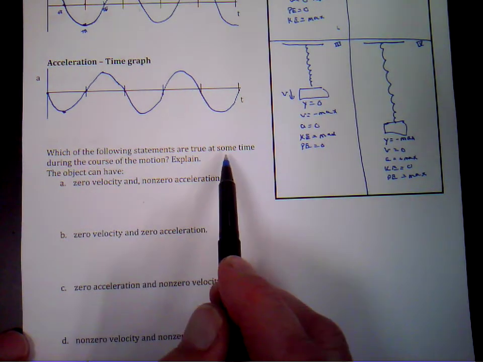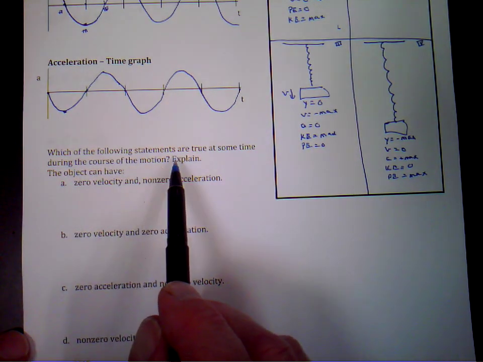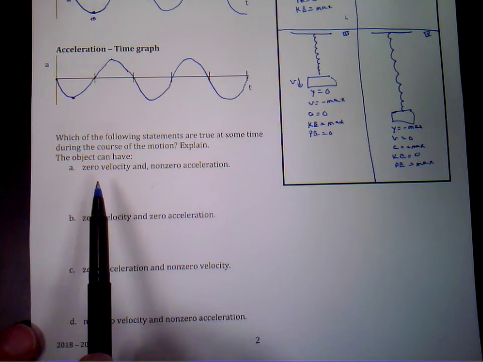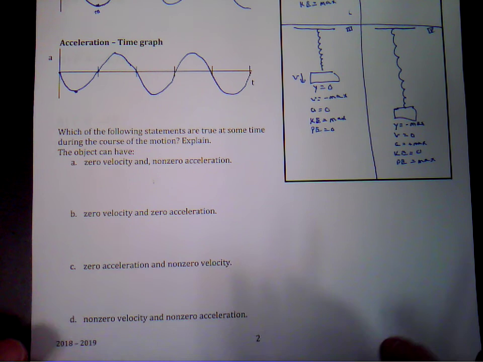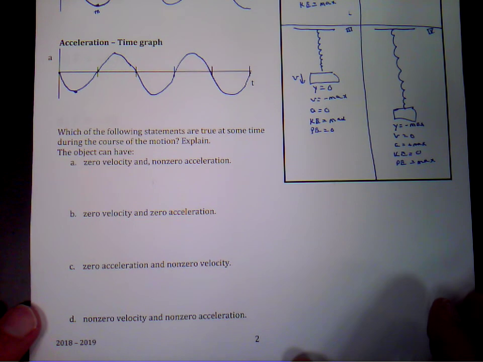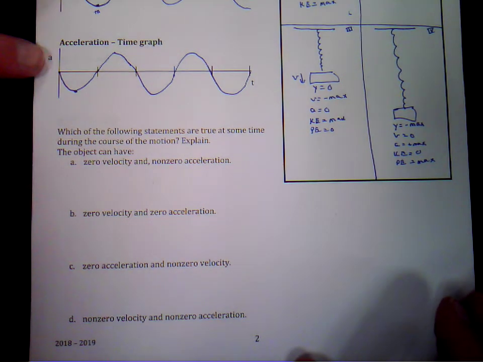Which of the following statements are true at some point during the course of the motion? Explain. I want you to pause the video and see if you can answer these questions. All right, so pause the video, answer those questions, then come back and take a look at the answers. All right, let's take a look.